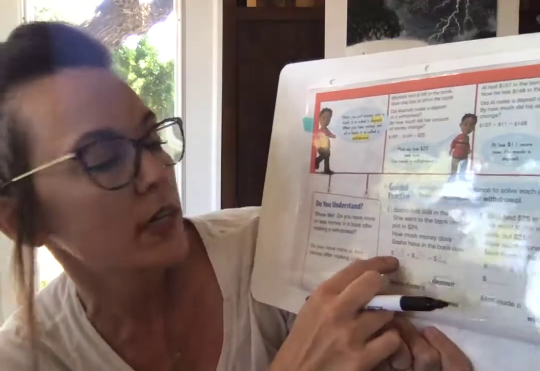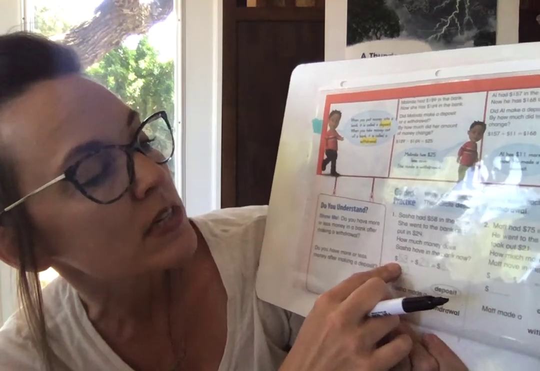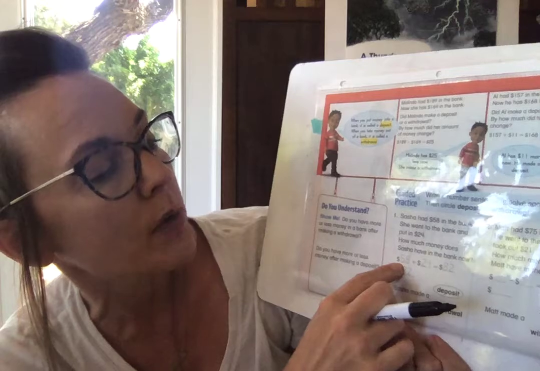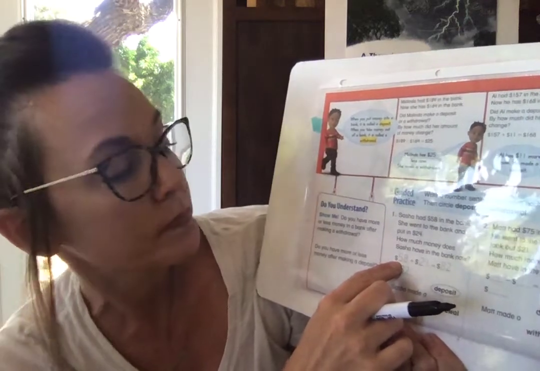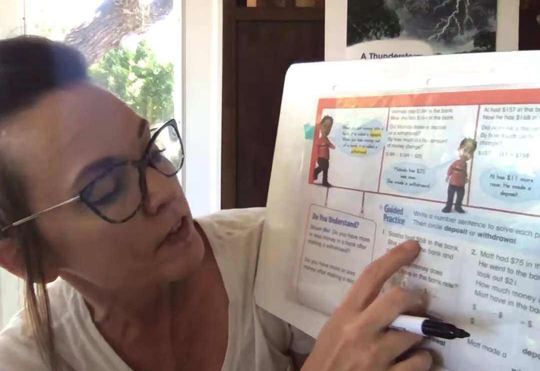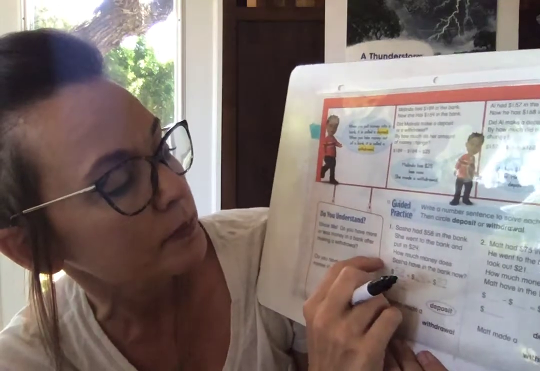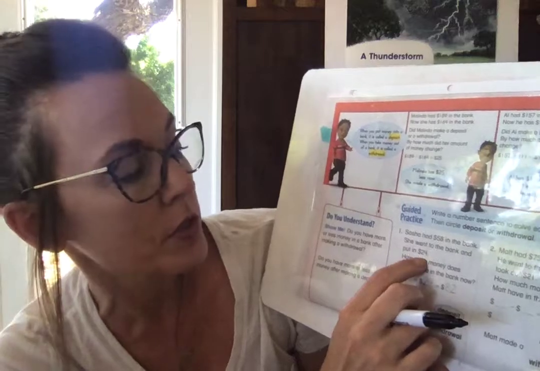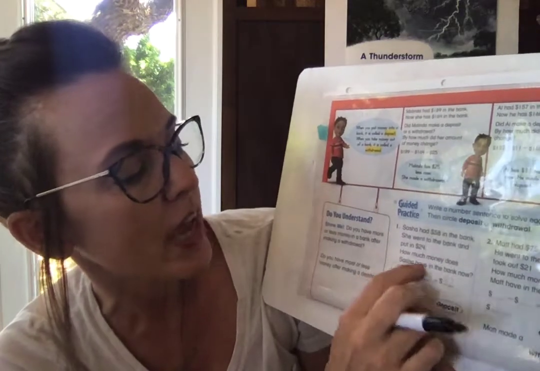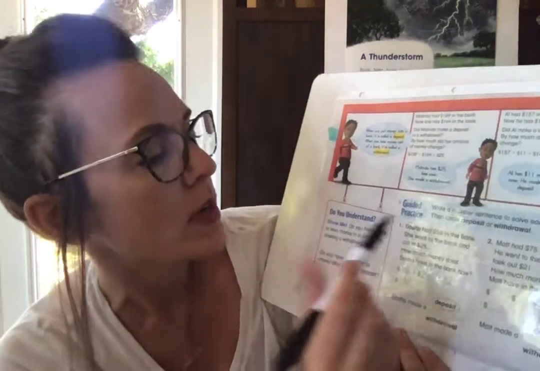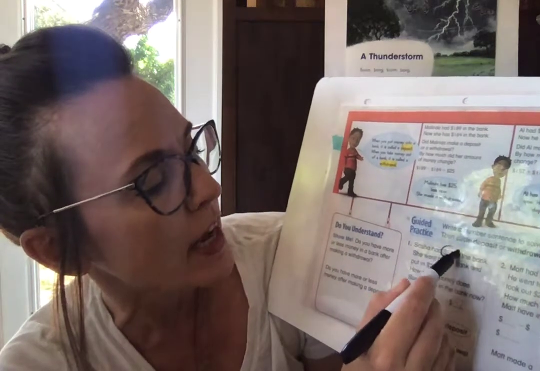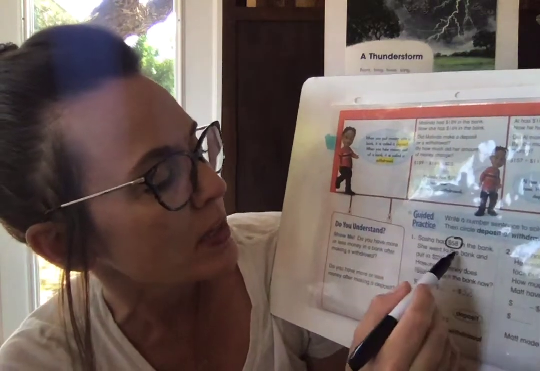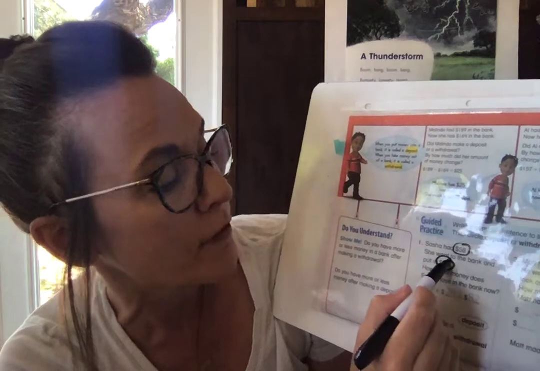Let's jump right straight down here. Write a number sentence to solve each problem, then circle deposit or withdrawal. Sasha had $58 in the bank. She went to the bank and put in $24. How much money does Sasha have in the bank now? So I want you to be thinking, as I read it again, does she have more or does she have less now? So Sasha had $58 in the bank, and she went to the bank and put in $24.